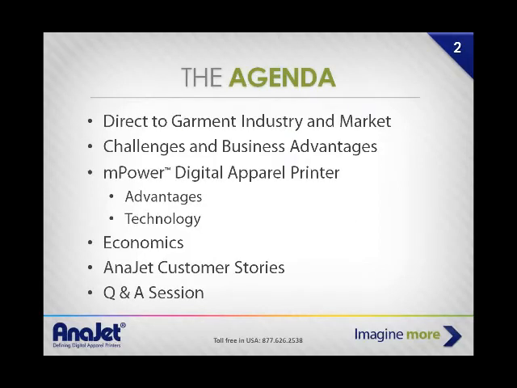Here's basically what we're going to cover. We're going to cover the direct garment industry and its market. We're going to discuss some of the challenges and some of the business advantages that you guys have as business owners. We're going to look at the mPower itself and some of its advantages and some of the technology behind it and what we've done. Then we'll cover the economics of it, how it all makes sense, the cost per print, what you're selling. We'll outline a few customer success stories for Anajet. And at the very end, we'll have a Q&A session.